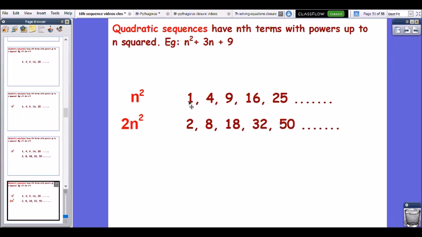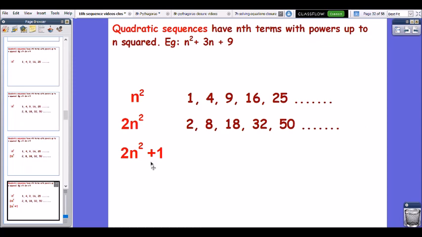So if 1n squared is 1, 4, 9, 16 and so on, 2n squared is just double that. It's 2, 8, 18, 32, 50 and so on. Okay, so quadratic sequences, they work very similarly to linear sequences. If you double the nth term, all the terms in my sequence just double.